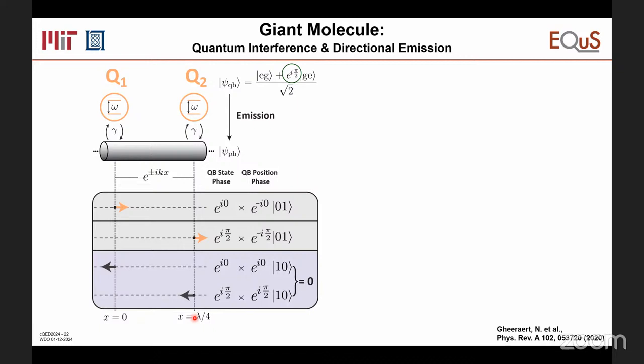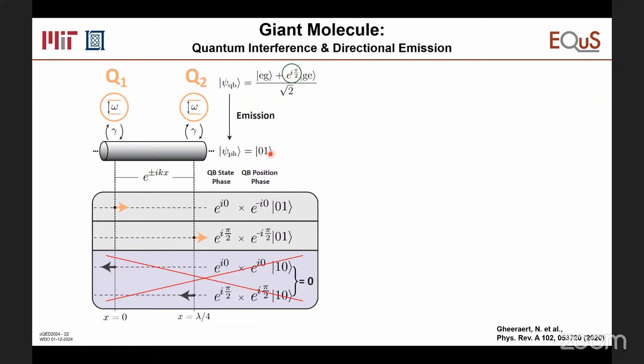Now you can do the same thing for the two other paths where the photon goes left. But what you find is that these two completely and destructively interfere. And so the photon in this case will only go to the right. Okay, so the emitted photon is 0, 1 because it goes to the right.